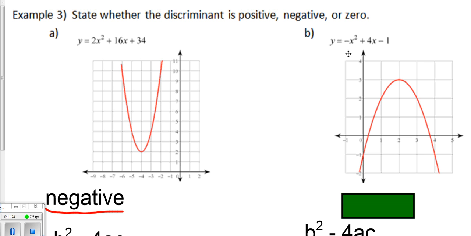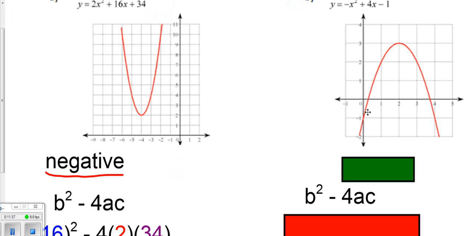Part B, we've got y equals negative x squared plus 4x minus 1. Remember, think of this as a negative 1 for our A, positive 4 for B, and negative 1 for C. Just by looking at our parabola, we can see that it touches 2 times. So there are two real solutions, meaning that our b squared minus 4ac has to be positive.